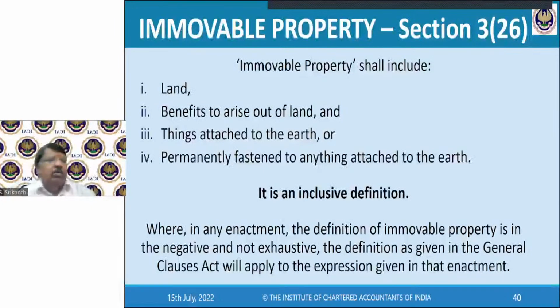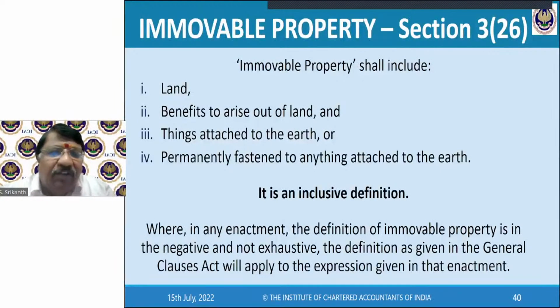Okay, so we put a rivet that's permanently fastened to anything attached to the earth, so that even if heavy shaking is there, it won't be communicated to the building. Once it's properly riveted and embedded, it won't shake. And even if there is a lot of vibration, it will not shake. Okay, permanently fastened. So land, building, machinery, everything is immovable property.